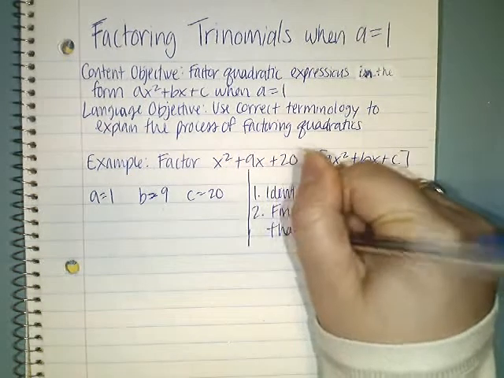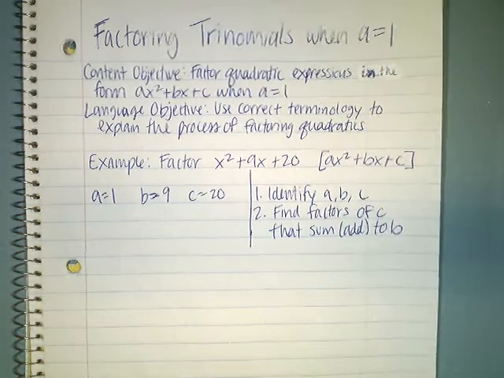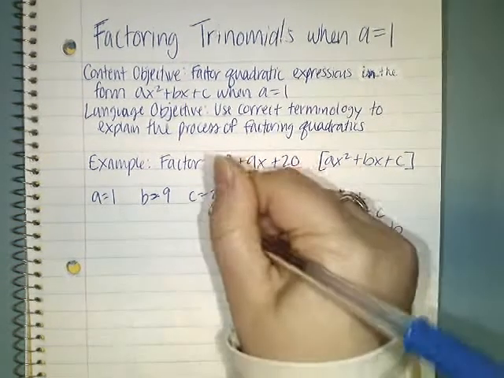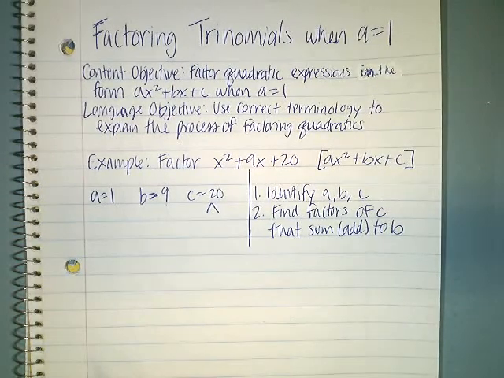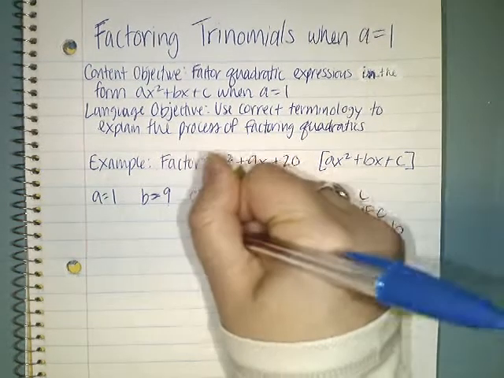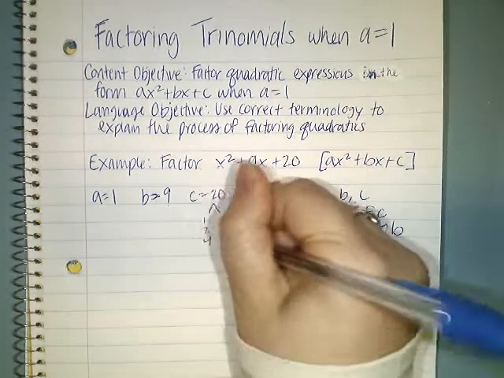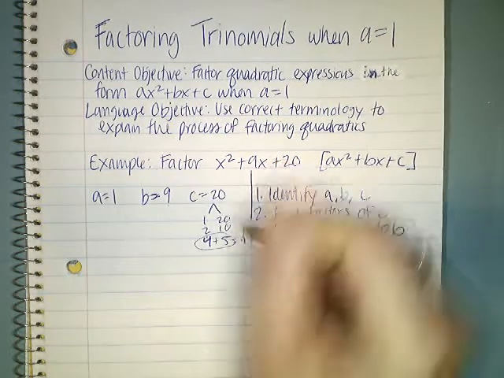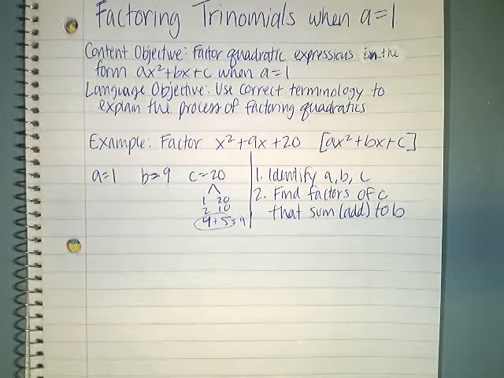That sum or add to b. So that's why I need to check that a is 1, so I can use this method. And now I'm going to use b and c by finding factors of c that add to b. So what are factors of positive 20 that add to positive 9? If you want to list all the factors, I know 1 times 20 is 20, 2 times 10 is 20. It's not divisible by 3, but then 4 times 5 is 20. If I add these together, they give me 9, which is what I need, to make sure that they add to b. So 4 and 5 add to 9.